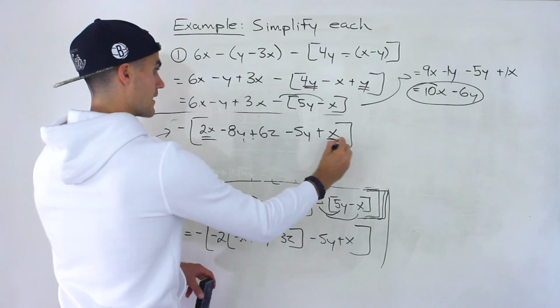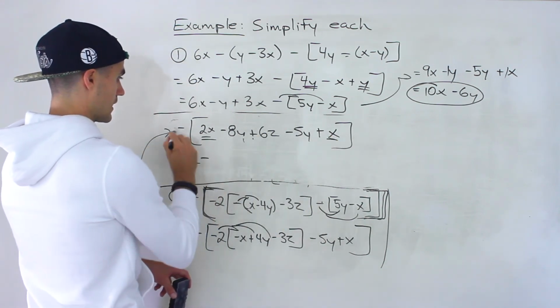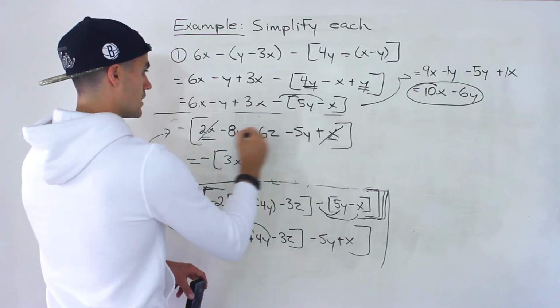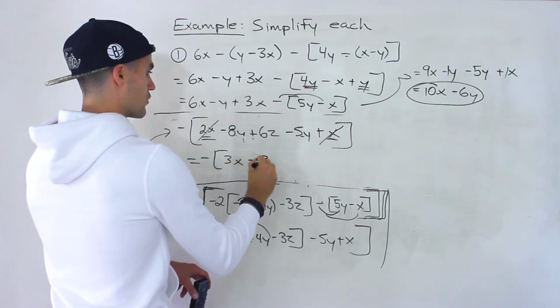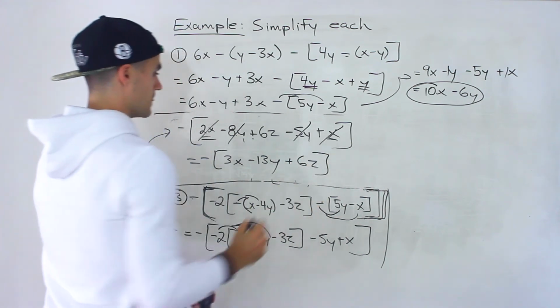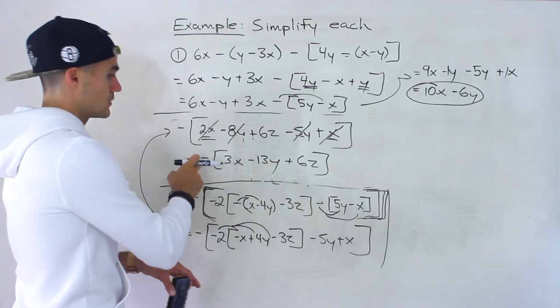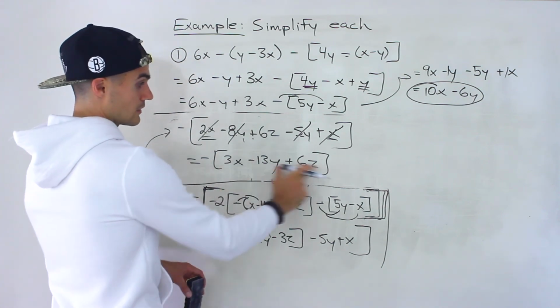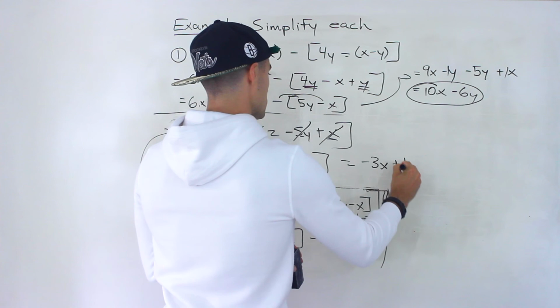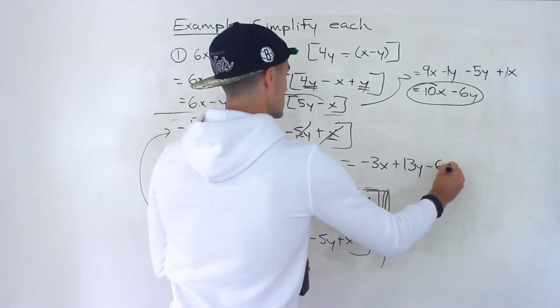And so from here, we can actually simplify that. 2x plus x, that would give us the negative still in front. We got 3x, so those go away. Negative 8y minus 5y gives us negative 13y. Those go away, and then we got plus 6z. And then finally, we got to distribute that negative inside this final bracket. None of these are like terms, can't simplify any further, so we'd have negative 3x plus 13y minus 6z.